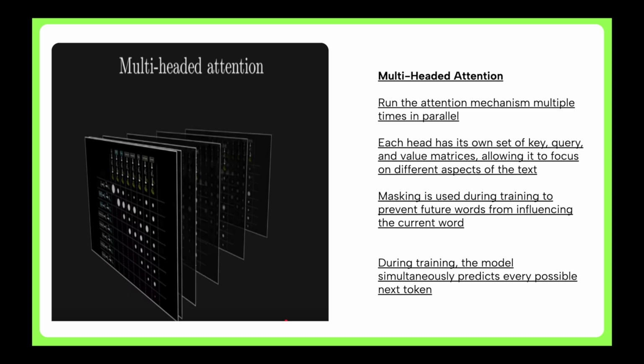Because this can be run in parallel, this block is also scalable. This means that we can build bigger and better models. Basically, this attention block is, for lack of a better word, the magic that lets these models understand what we are saying and respond in a meaningful way.